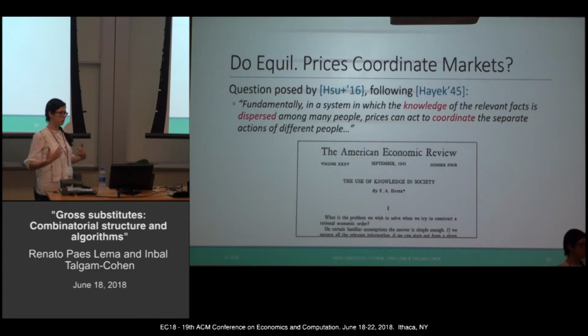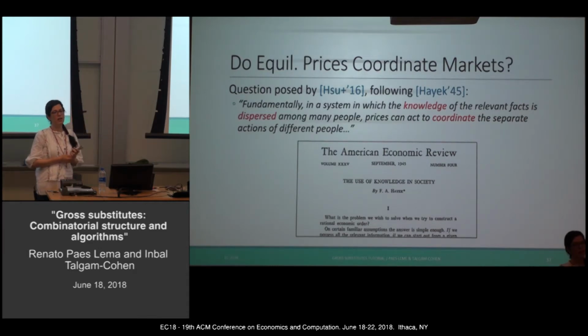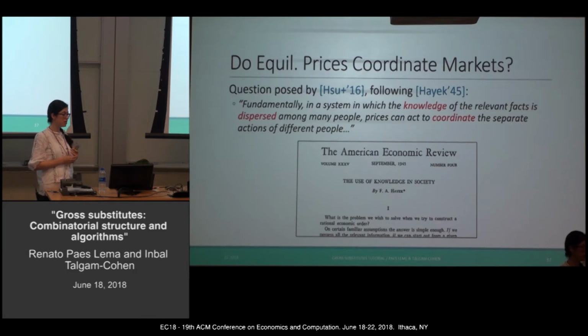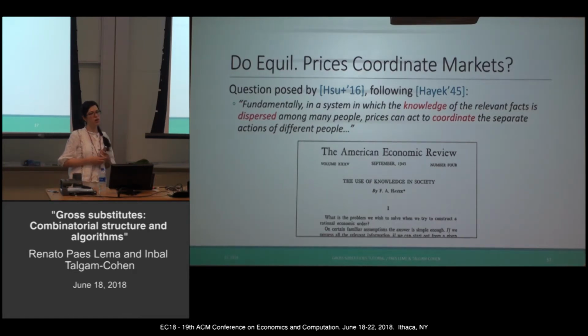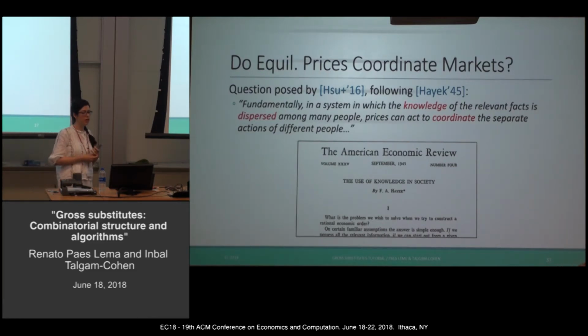But this goes back to theory of Hayek from 45. And he was considering whether free economy versus centralized economy, and trying to argue for free economy. And what he said is that if you have a system in which the information is dispersed among many different players, then you need to coordinate their actions somehow in order to maximize welfare, and this can be done by prices. This can be achieved by prices.